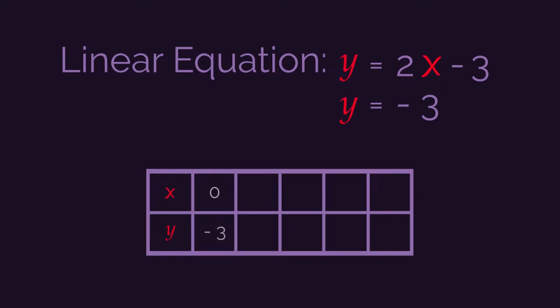So now choose another value of x. Keep the numbers small, so let's go for x equals 1. So then, y equals 2 multiplied by 1 minus 3. So y equals 2 minus 3, so y is negative 1. And again, we can enter this into our table. When x is 1, y is negative 1.